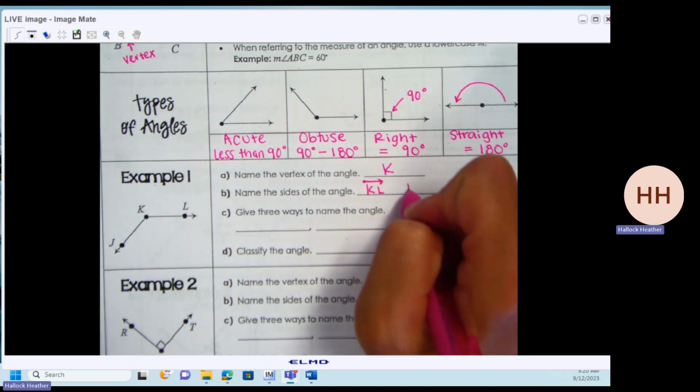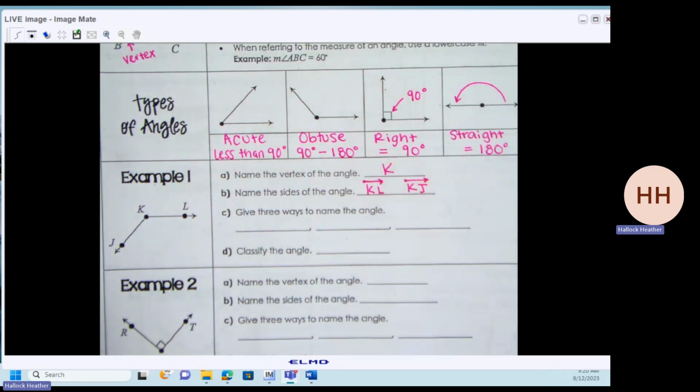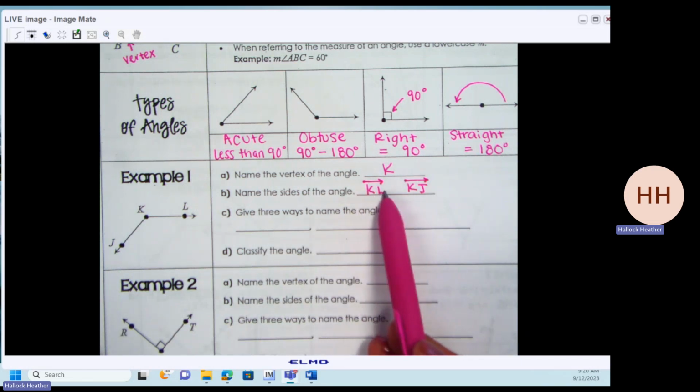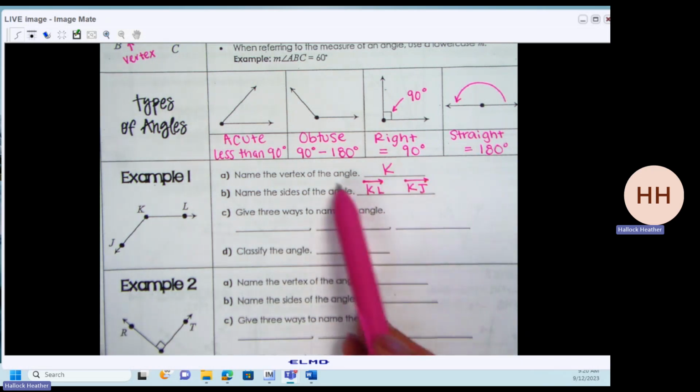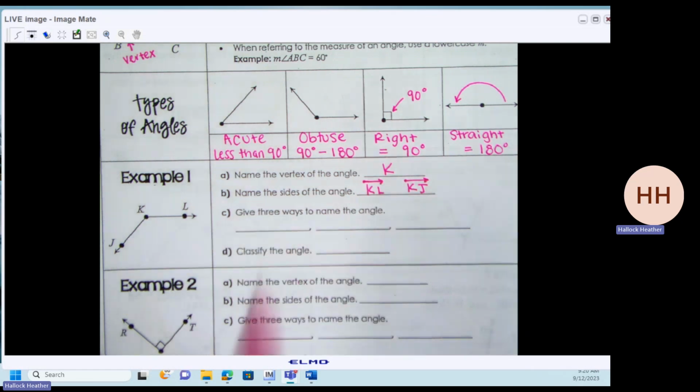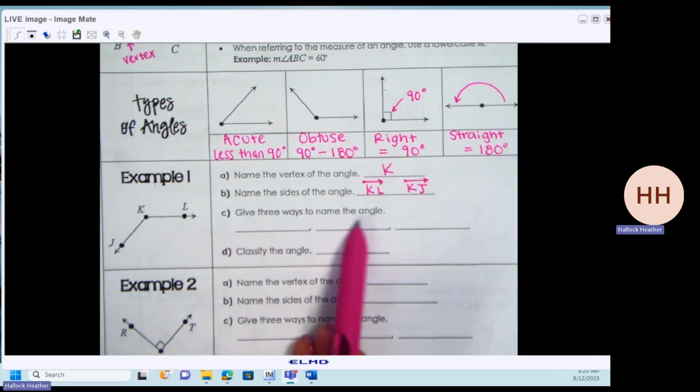You could say KJ, and you could also say it the opposite way if you're thinking JK because you want to do it in alphabetical order. That's okay too. It can go opposite. I could say LK, JK, KL, whatever. So I can go back and forth. It doesn't matter. 3 ways to write an angle.